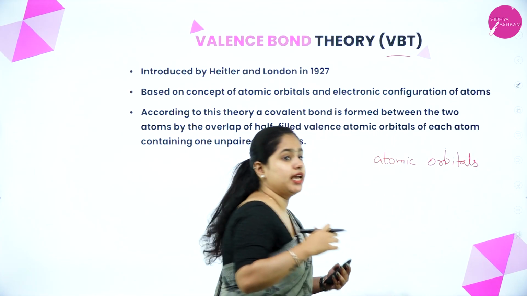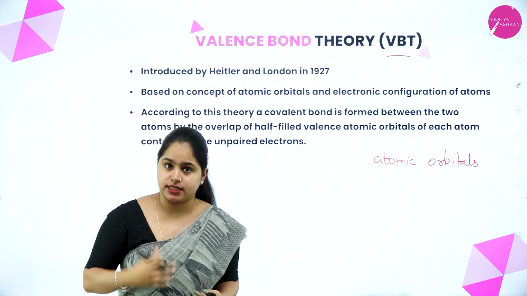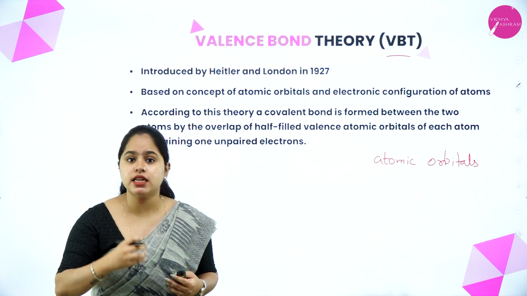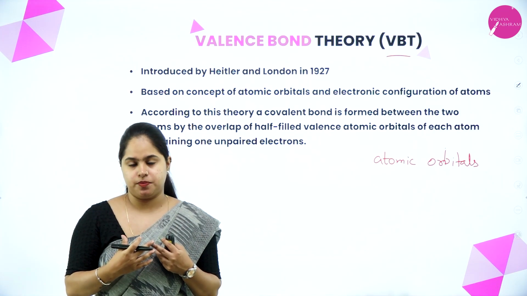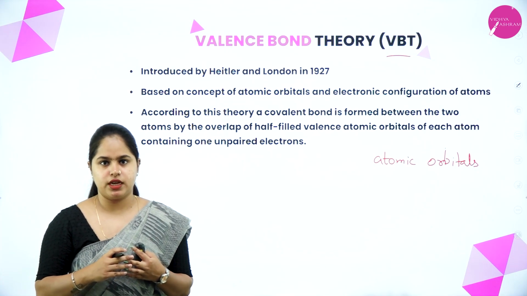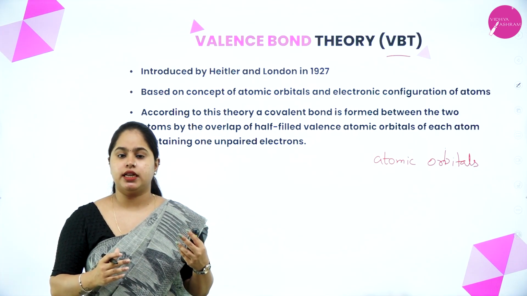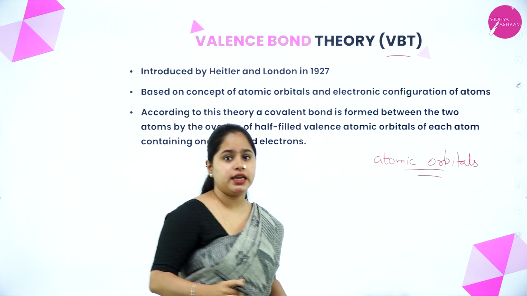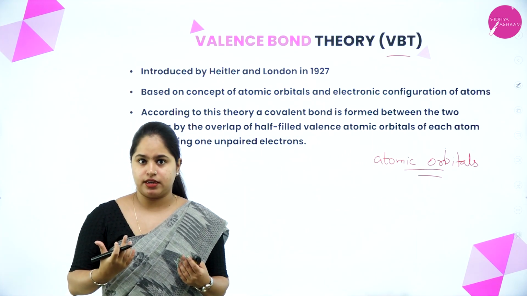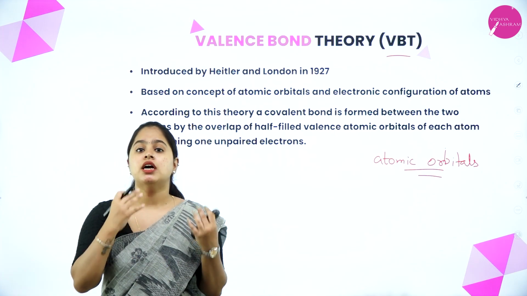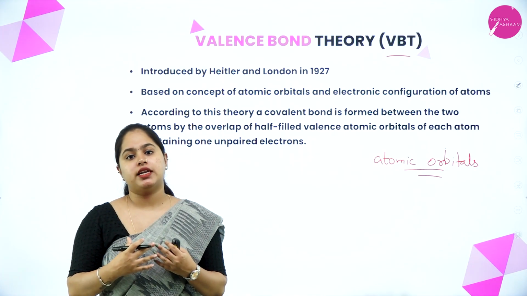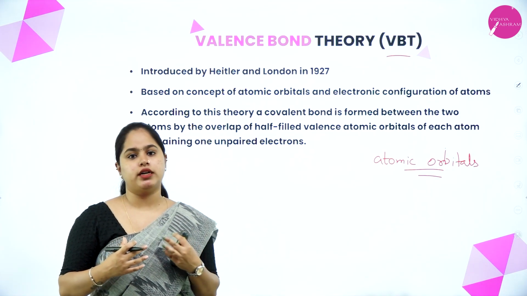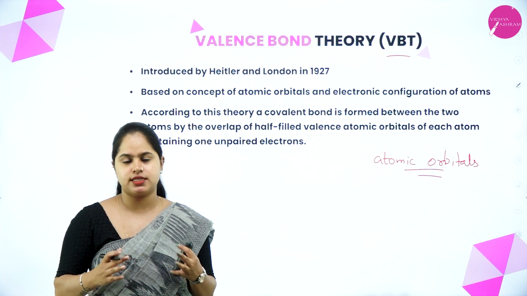Yes, we know that there are shells in which there are subshells and inside which orbitals are present, and inside the orbitals electrons are present. All this we already know. Right. So, according to the quantum theory, electrons are present in the atomic orbitals. Right. It is not a circular path. It is a region in which the probability of finding the electron is maximum. Right. So, the valence bond theory is according to the quantum theory. That is what you have to understand in the beginning.